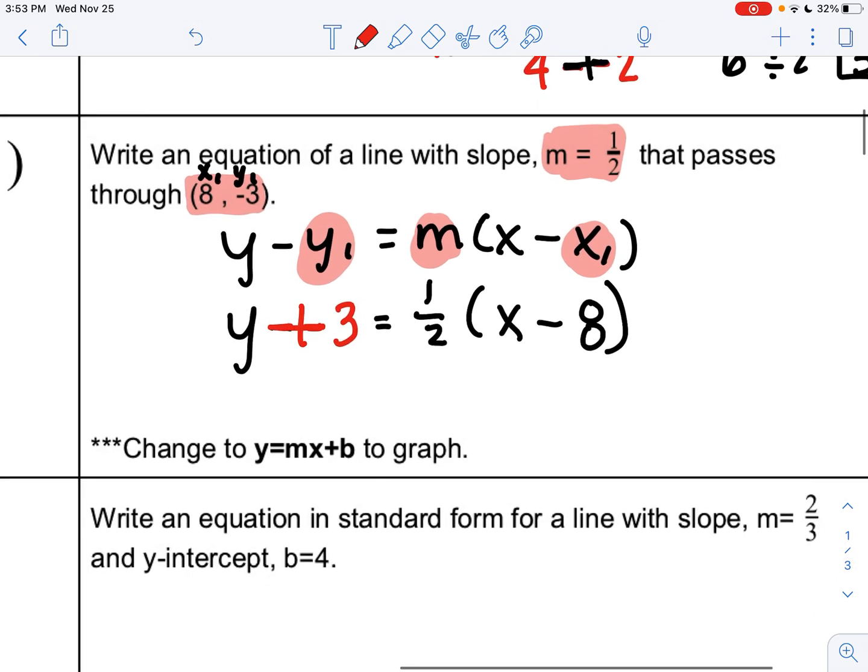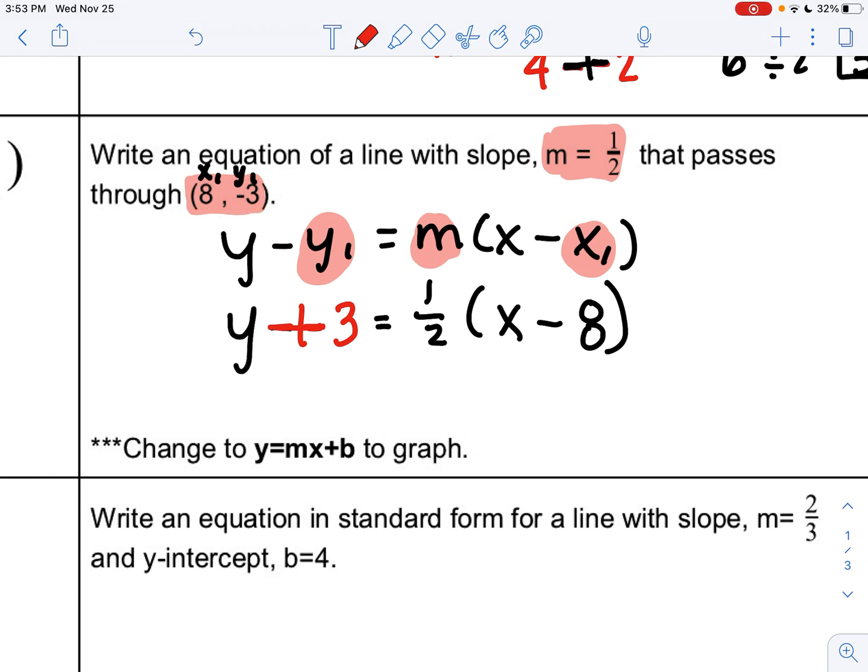Okay. Now, something to remember, change to y equals mx plus b to graph. So this is just another way to write our equation. Instead of writing it in y equals mx plus b, we can write it in point slope like this. Now, if you wanted to graph it, you can change it to this. You can also graph this point 3, or I'm sorry, it's actually not 3. Remember, it's -3. You can graph this point 8, -3.